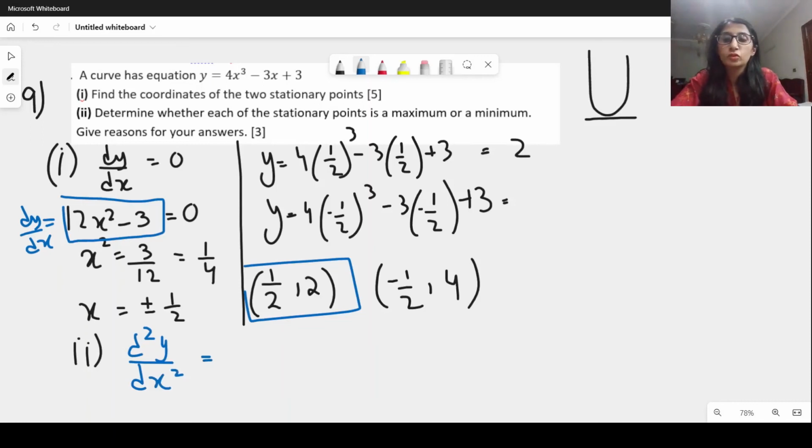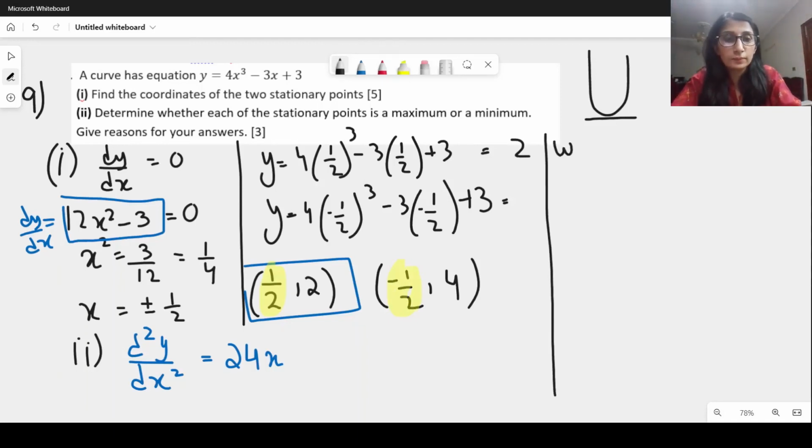So 12 times 2 is 24x, that's it. Okay, so the second derivative is 24x. Now what you do, you substitute the values of x you got. We got half and we got minus half earlier. So I'll first substitute half. When x equals half, the second derivative is equal to 12, which is a positive value.